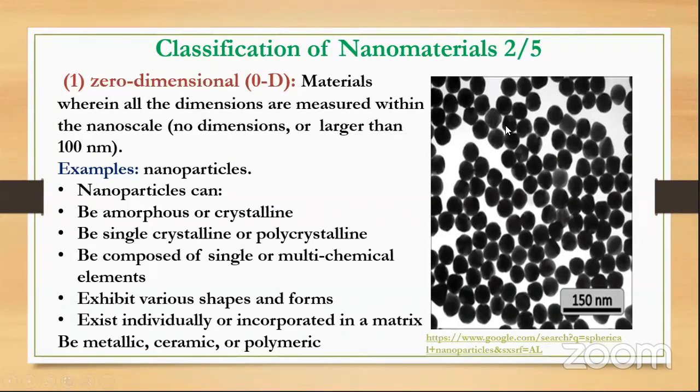These zero-dimensional nanoparticles exist in amorphous or crystalline nature, or in polycrystalline form. Examples of this category of zero-dimensional nanomaterials include metallics, ceramics, and polymerics.